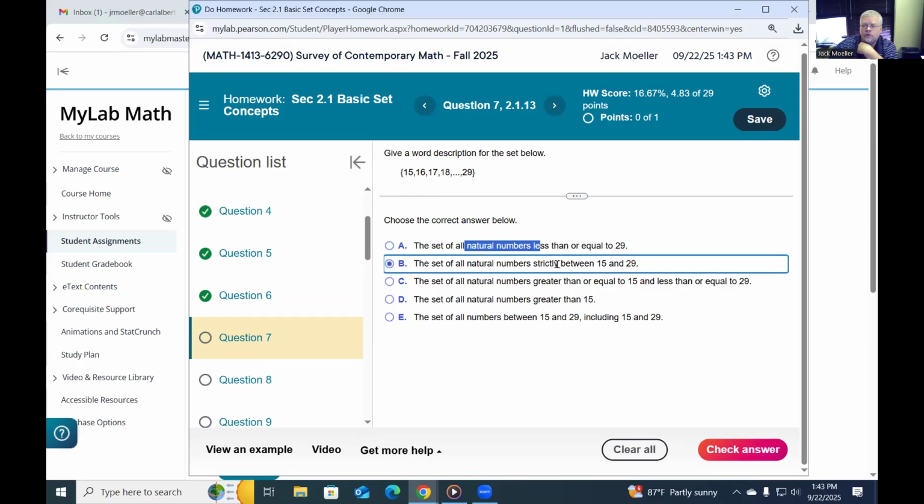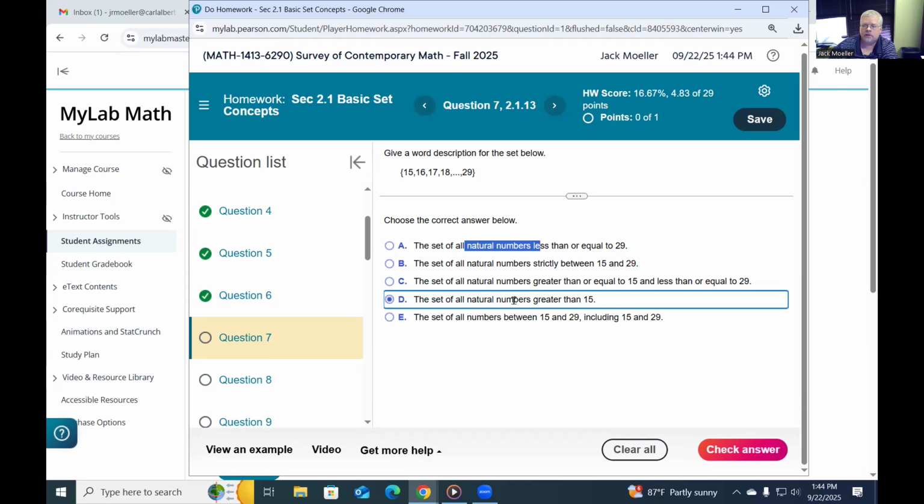The set of all natural numbers strictly between 15 and 29. So here's where you look at B versus C. B just says between 15 and 29. C says greater than or equal to and less than or equal to. I don't know about you, but that's looking like C. Definitely not B, because that would start at 16 and end at 28. Can't be D because it says all natural numbers greater than 15. So one, it wouldn't include 15, and two, it would go on forever and not stop at 29.